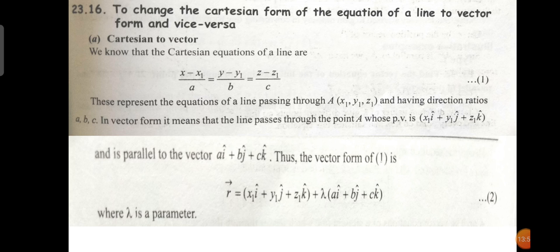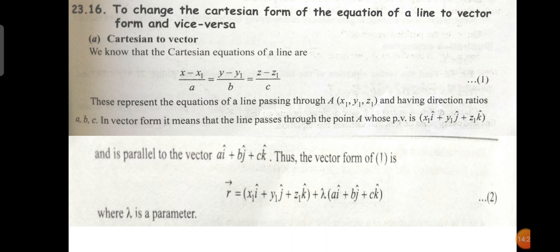And these are some notes that are important for solving problems: to change the Cartesian form of the equation to vector form and vice versa. That is, changing the Cartesian equation of a line to the vector form, and vector form to Cartesian form. How will you change it? To change Cartesian to vector, the Cartesian equation is (x minus x1) by a, (y minus y1) by b, and (z minus z1) by c.